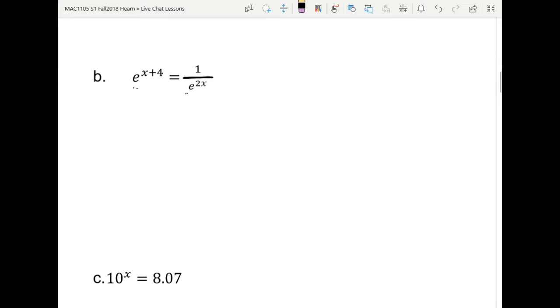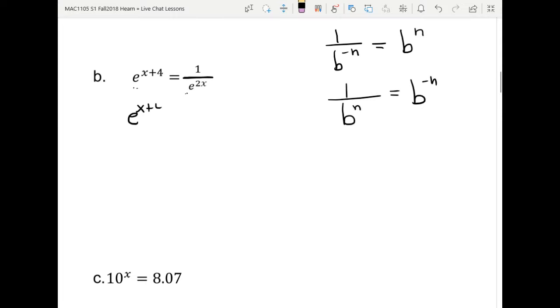Well, remember, we had a rule that said if you have 1 over b to a negative power, you can flip that to the top and make it b to the positive version of the power. Or I guess I should say, if you have 1 over b to a positive power, you can flip it up to the top and make it negative. Either way. So in this case, we have 1 over e to some power. I don't know if 2x is positive or negative, but it doesn't matter. We just take the opposite. So we have e to the x plus 4 equals e to the opposite of 2x.